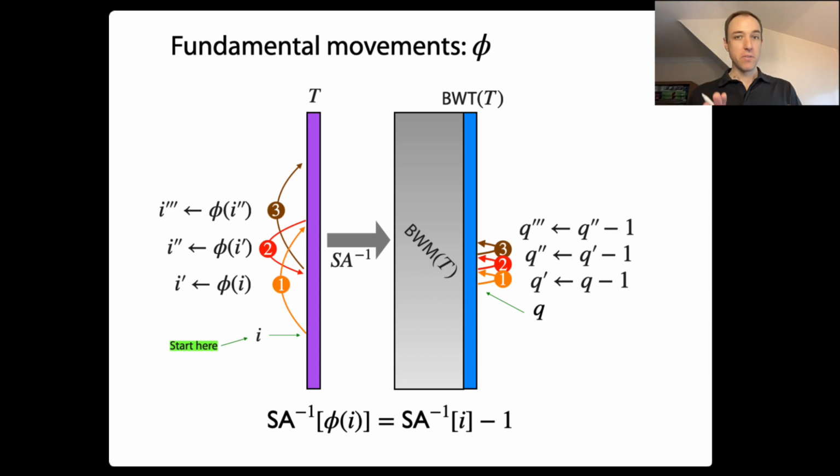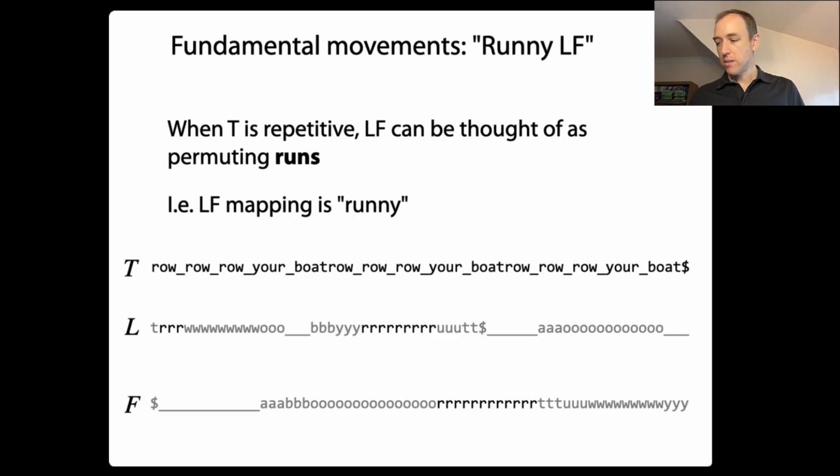Okay, the final point I want to make before I start in on the Toehold lemma is to do with what the LF mapping looks like when the text is repetitive. When the text is repetitive, the LF mapping operates in what I'll call a runny way. So here's our favorite example of a repetitive text t, pictured here. Here's its Burrows-Wheeler transform.